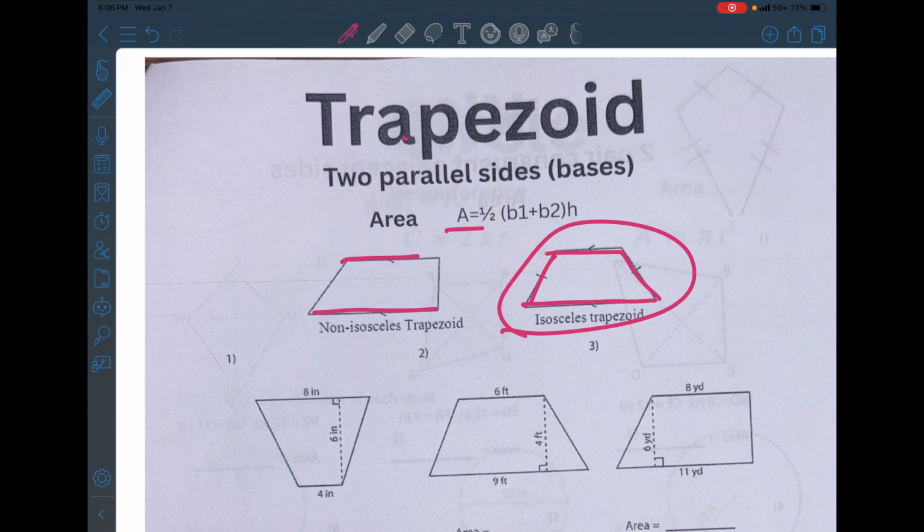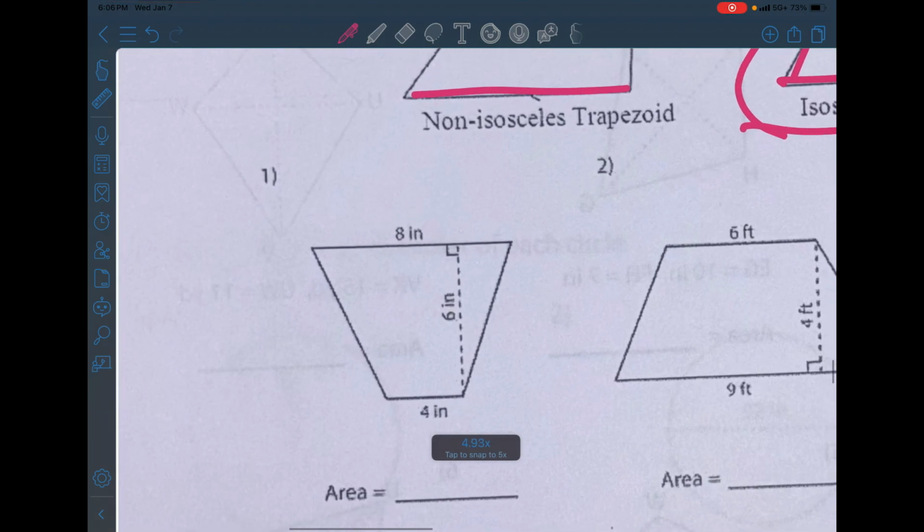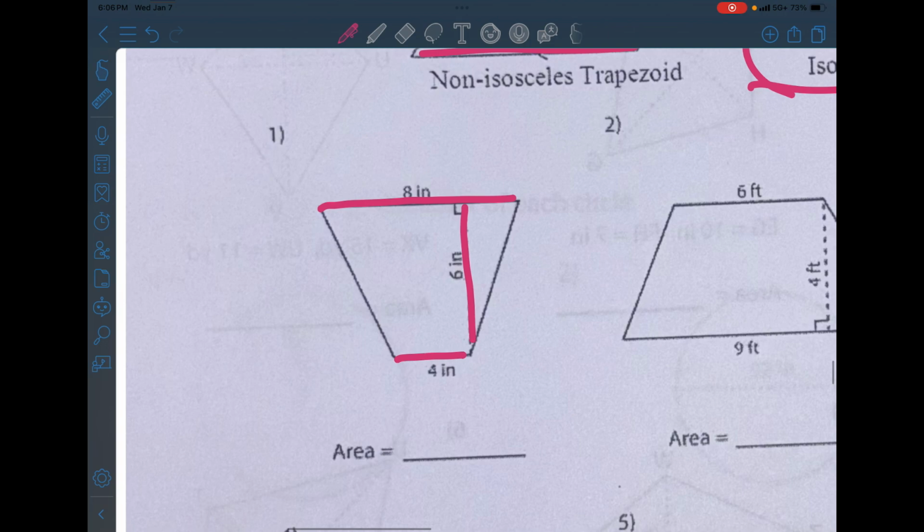So the area of this is 1/2, and it should have said like this: base 1 plus base 2 times your height. You could do this part first and divide it by 2, or you can put it all in the calculator and do it. Doesn't matter. So if we're looking at number 1, here are my bases. We know it's a trapezoid, so we know we have 2 sides that are parallel. So it's obviously the ones that look parallel. And then this would be my height.